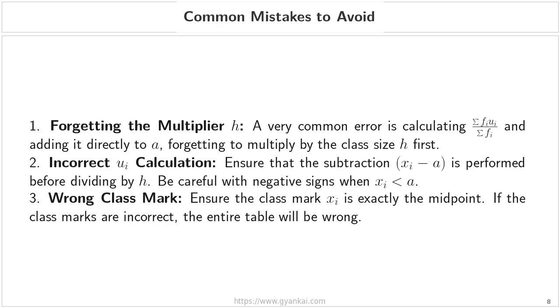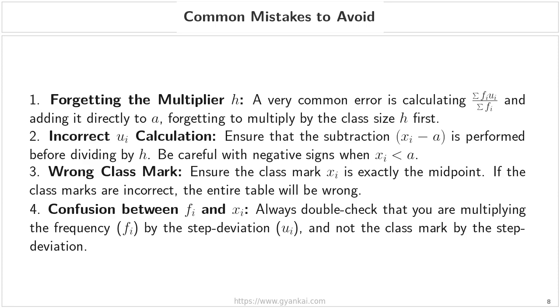Third, double-check your class marks, x sub i. As we saw in our earlier examples, the class mark must be the exact midpoint of your interval. If you miscalculate even one midpoint, every subsequent calculation in your u sub i and f sub i times u sub i columns will be incorrect, rendering your final result invalid.